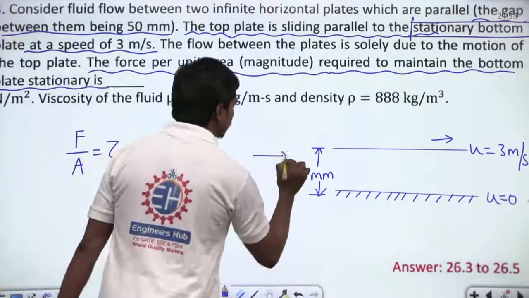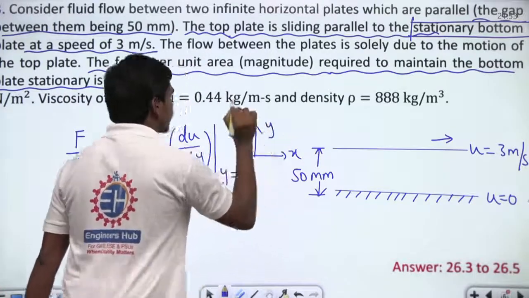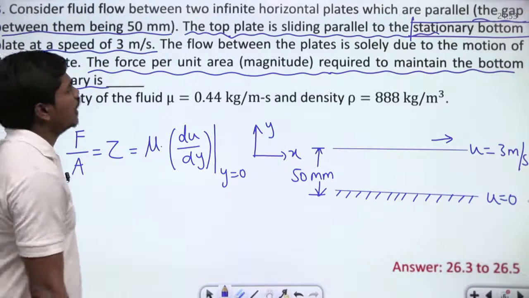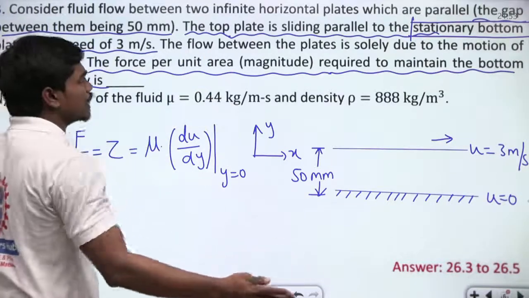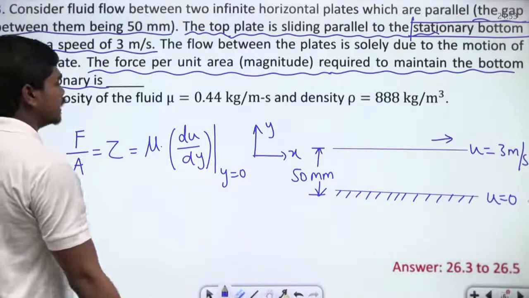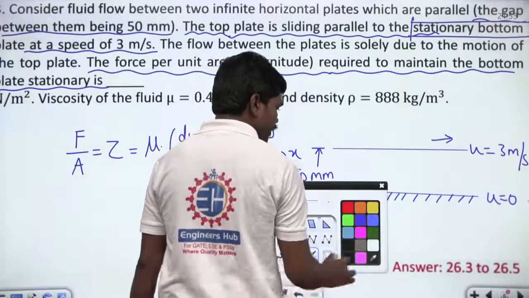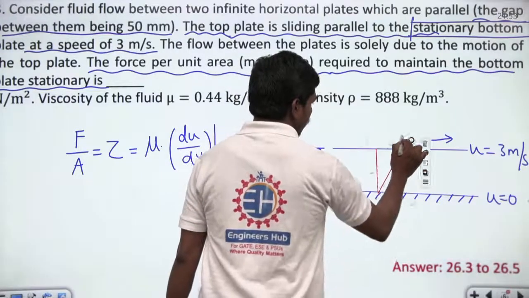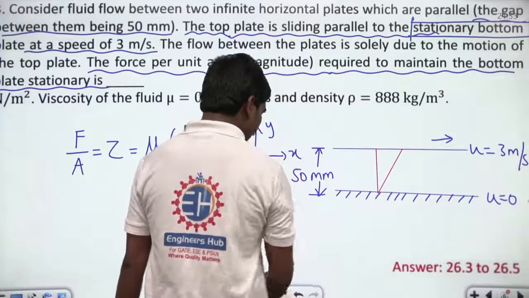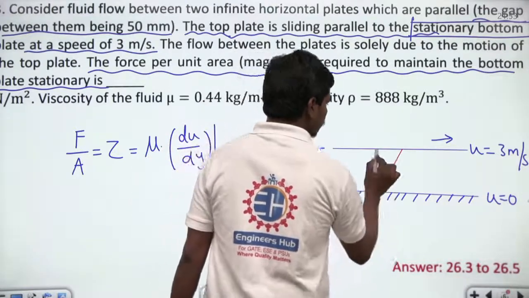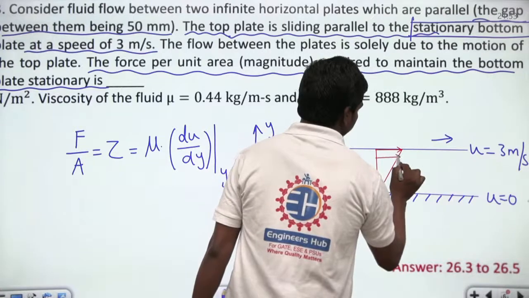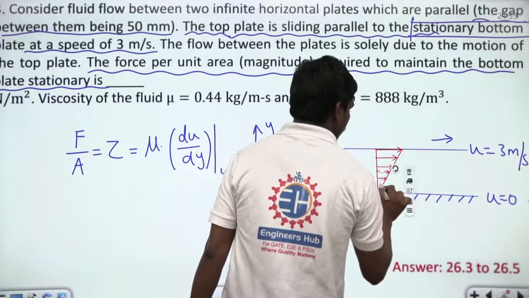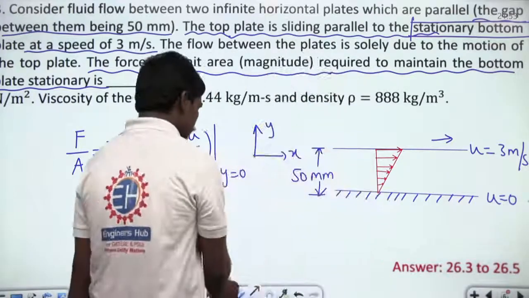If you take this as your x coordinate and this direction as your y coordinate, then definitely this is mu times du by dy at y equal to 0, correct? And this is a very small gap, and nothing is mentioned about velocity profiles, so we can take the velocity variation to be linear. So let us suppose we have linear velocity variation. So this is a linear velocity variation. So this is 3 meters per second.